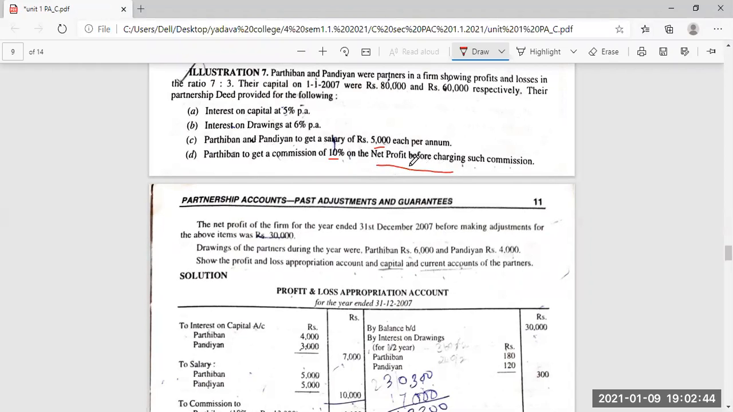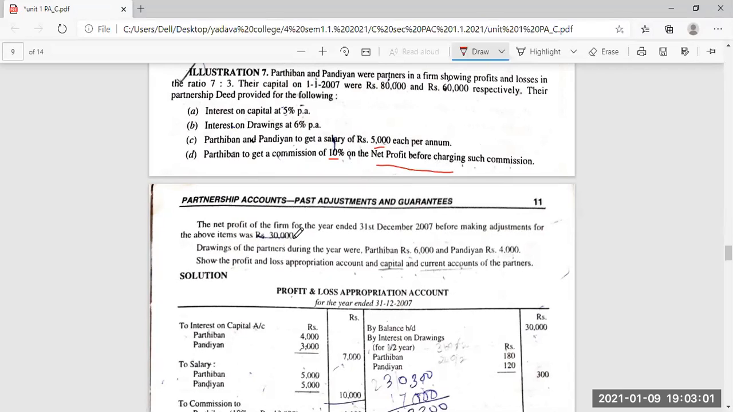You should be very careful about this information. They are asking us to calculate the commission of 10% on the net profit before charging it. I'll explain this when we are doing the problem. So underline these words. This is very, very important.